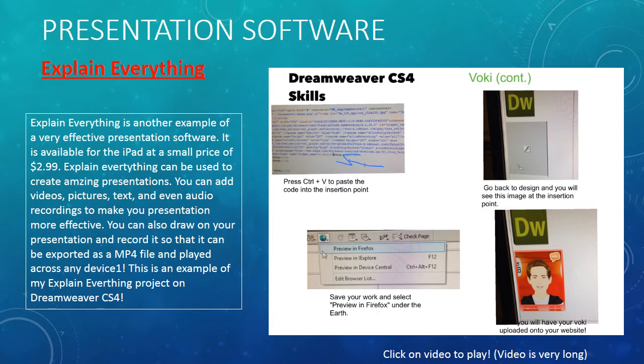Go back to design and you will see this image at the insertion point. Save your work and select Preview in Firefox under the Earth. Now you will have your Voki on your website.